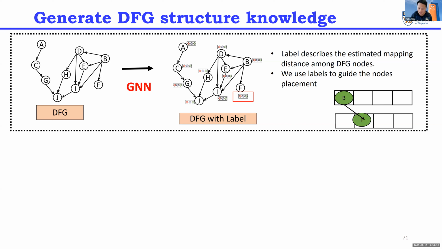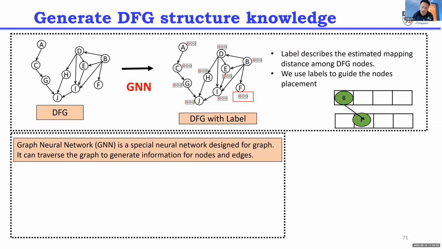So how do we generate such label information to guide the mapping? We use a graph neural network, GNN, to derive such information. I think all of you know neural networks, but a graph neural network is a special neural network that's designed for graphs. So it can traverse the graph to generate information for nodes and edges. Note that a DFG is a data flow graph, so it's naturally suitable for a graph neural network to analyze and generate the information we want.